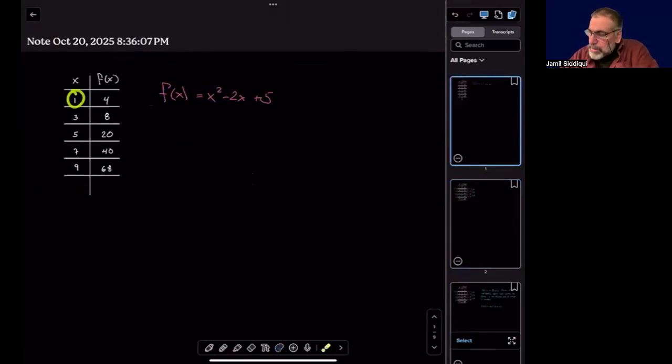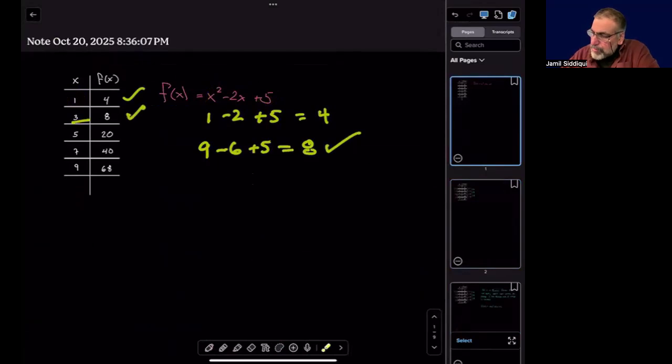What happens if I plug 1 into this equation? I get 1 minus 2 plus 5. What does that equal? That equals 4. That's a check. What happens when I plug 3 into this equation? I get 9 minus 6 plus 5, and sure enough, that equals 8. That's a check. What happens when I plug 5 into this equation? I get 25 minus 10 plus 5. And what does that equal? Sure enough, it equals 20. So we know that this equation is correct, okay?